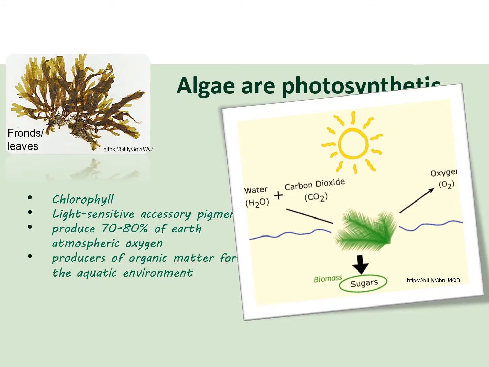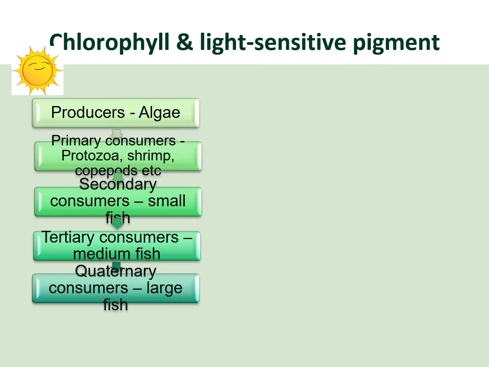Algae also produce enough carbohydrate not only for their own use but enough to support the entire marine and freshwater food chain. The algae are the producers of carbohydrate, producing enough organic nutrients that are eaten by primary consumers like protozoa, shrimp, copepods, and others. These are small organisms. They in turn become food for the small fish that are secondary consumers, which can be fed upon by the tertiary consumer and the quaternary consumer as well.